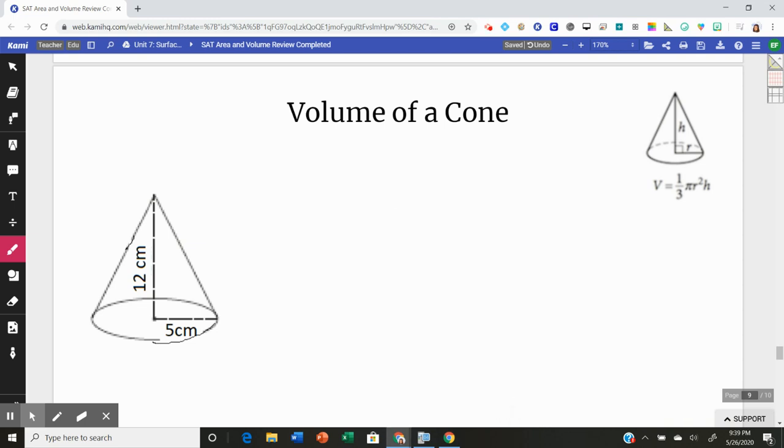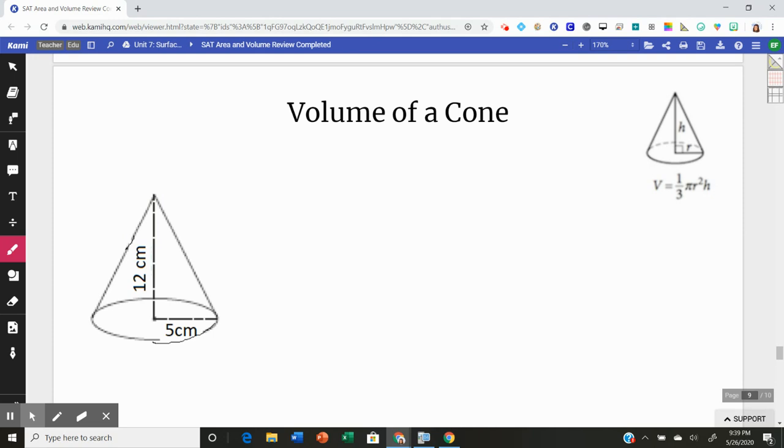Hello everyone, today we're going to be going through the video for the two problems that we didn't get a chance to finish in class. We never got to finish figuring out how to find the volume of a cone and then also how to find the volume of a pyramid. So that's what I'll be going through with you in this video.